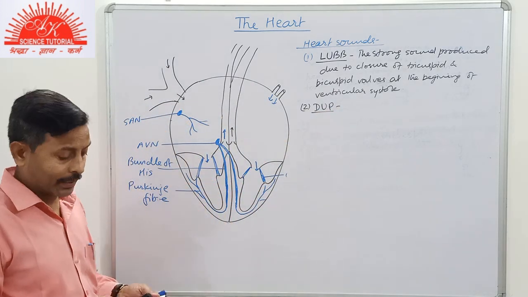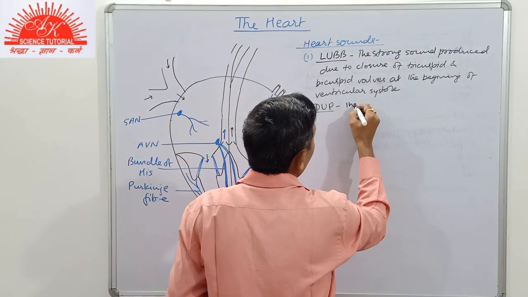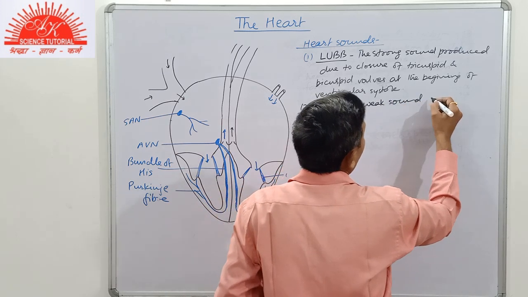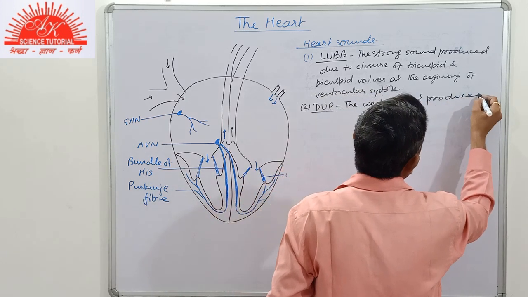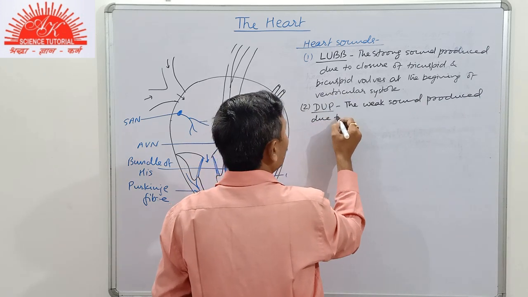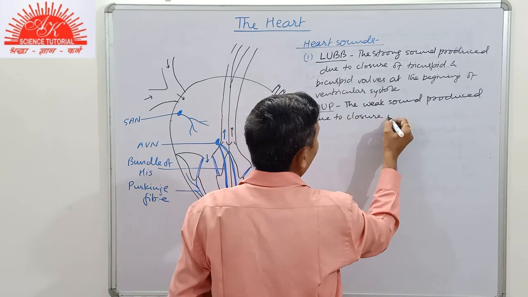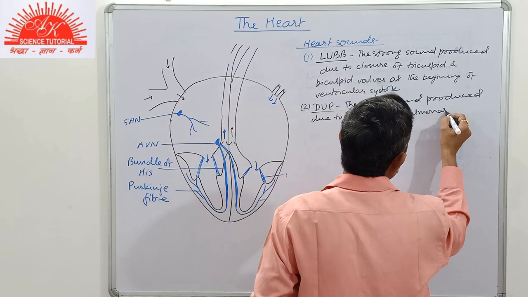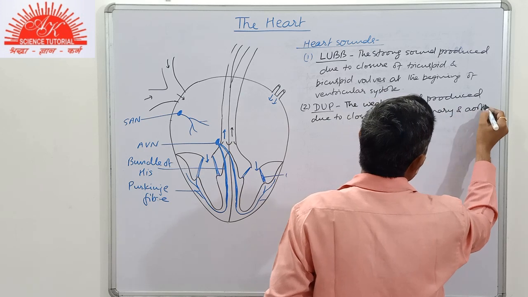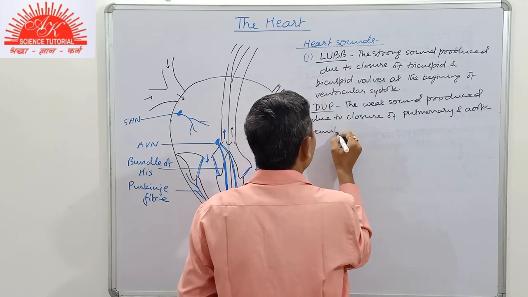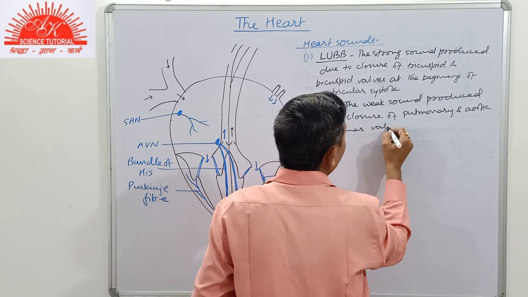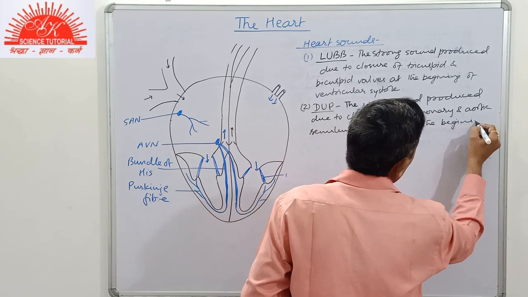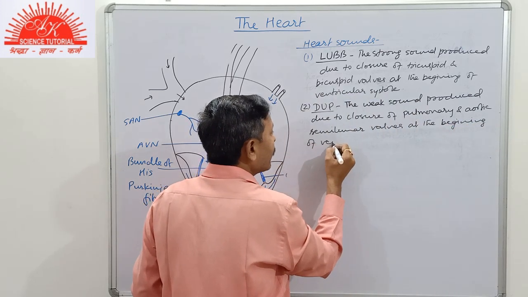This is a comparatively weak sound. So the weak sound is produced due to closure of pulmonary and aortic semilunar valves at the beginning of ventricular diastole.